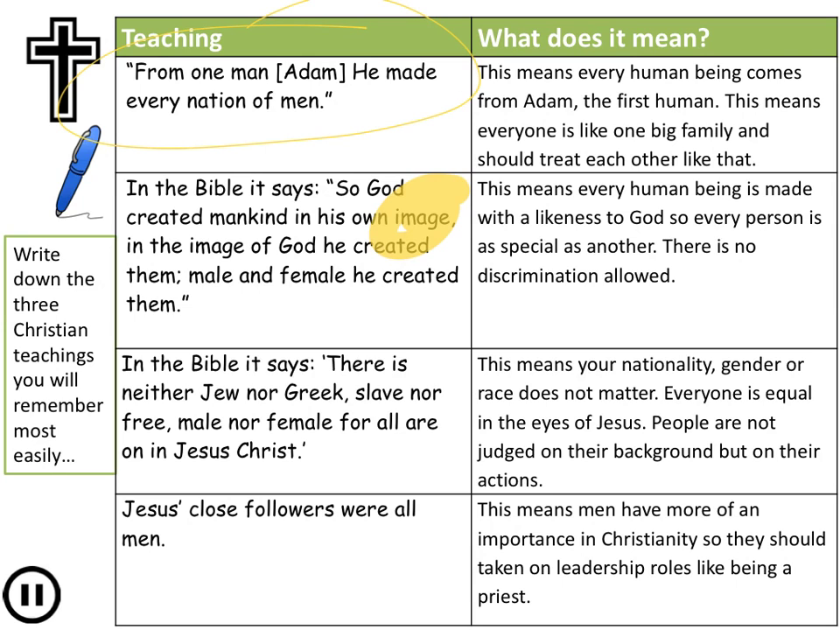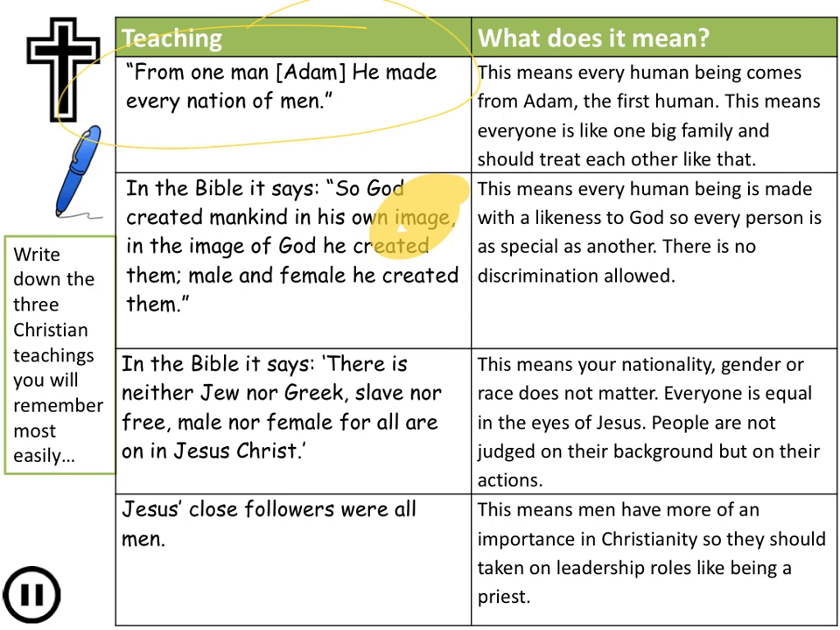In the Bible, it says there is neither Jew nor Greek, slave nor free, male or female, for all are one in Jesus Christ. This quotation from St. Paul says that your nationality, gender or race doesn't matter. Everybody is equal in the eyes of Jesus. Everybody would be accepted to being a Christian. People are not judged on their background, but on their actions.